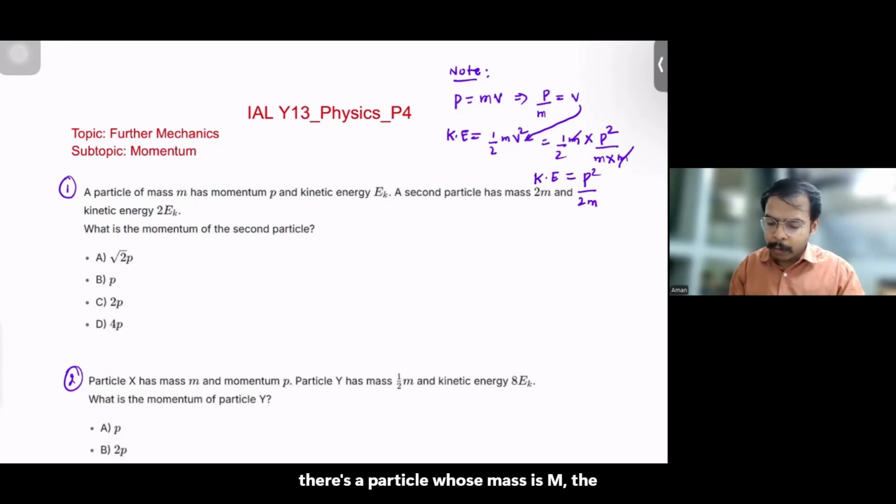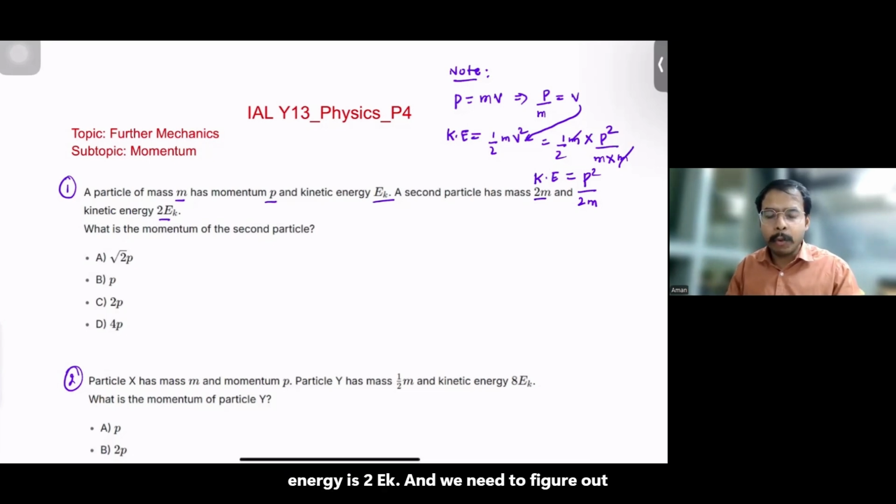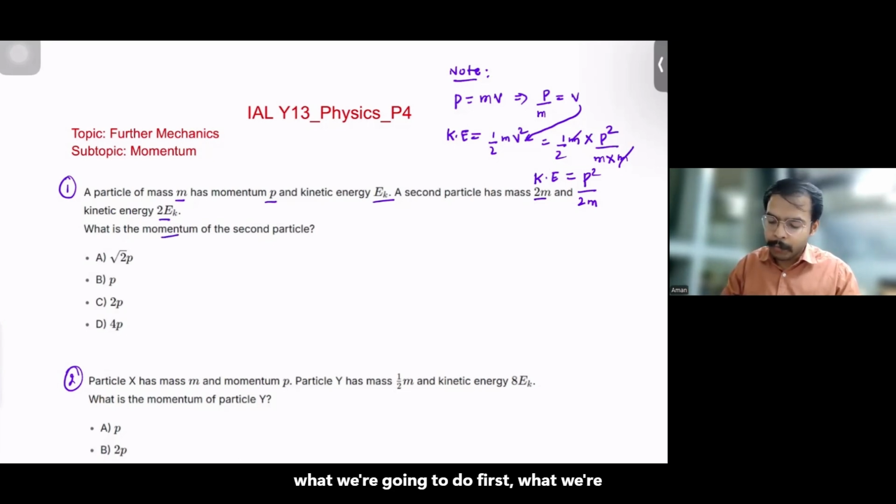There is a particle whose mass is m, the momentum is p, the kinetic energy is Ek. Then there is a second particle which has mass 2m and kinetic energy 2Ek, and we need to figure out the momentum of the second particle. So what are we going to do? Right now we are going slowly, but if you practice it, you will master it.